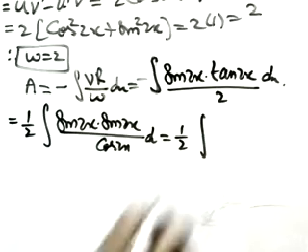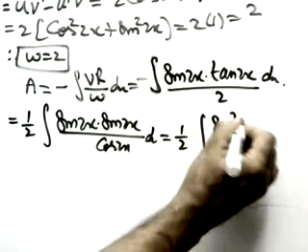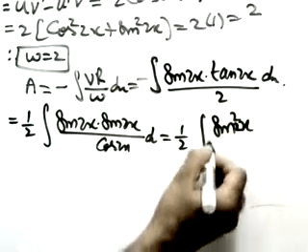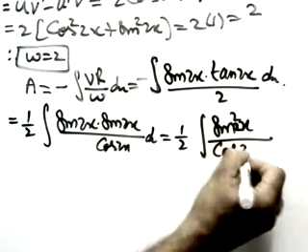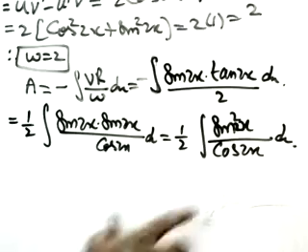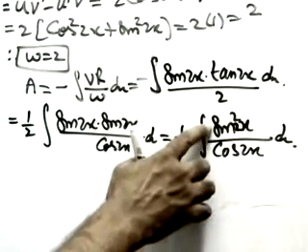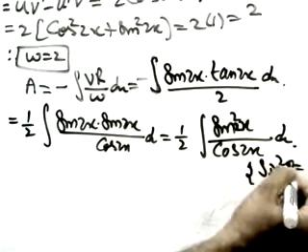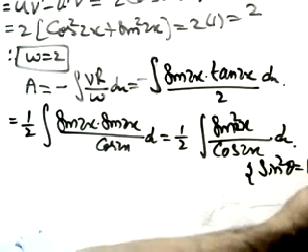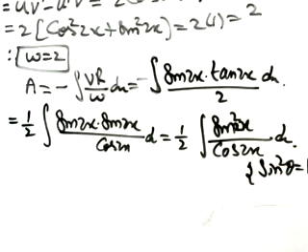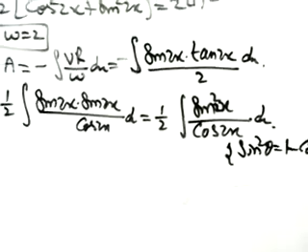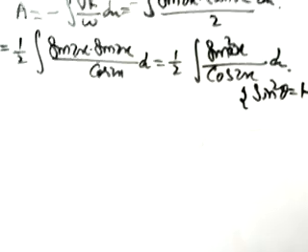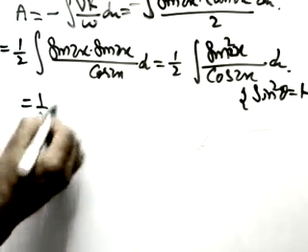Now next step, 1 by 2 into integration of sine into sine will be sine square 2x, sine square 2x divided by cos 2x. Now see here, in the denominator we have cos, so change this also into cos. We know what sine square theta is: sine square theta is 1 minus cos square theta. So you change it into cos square theta.